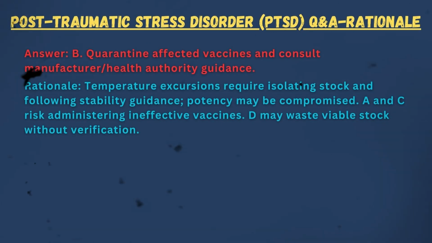Answer. B. Quarantine affected vaccines and consult manufacturer/health authority guidance. Rationale. Temperature excursions require isolating stock and following stability guidance. Potency may be compromised. A and C risk administering ineffective vaccines. D may waste viable stock without verification.